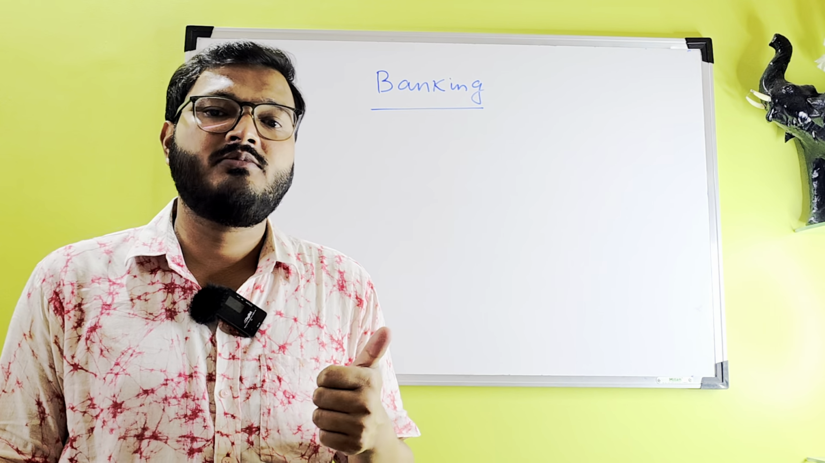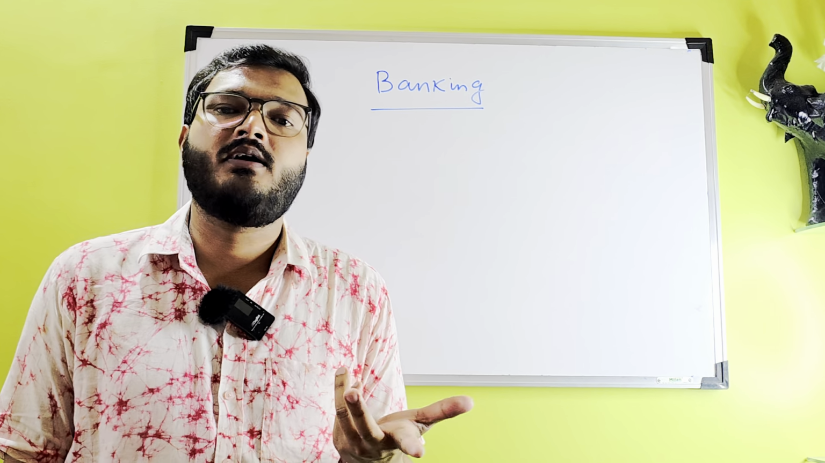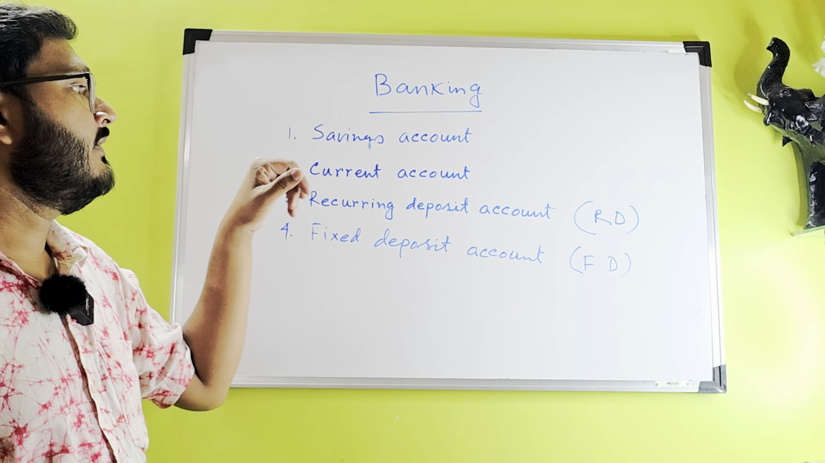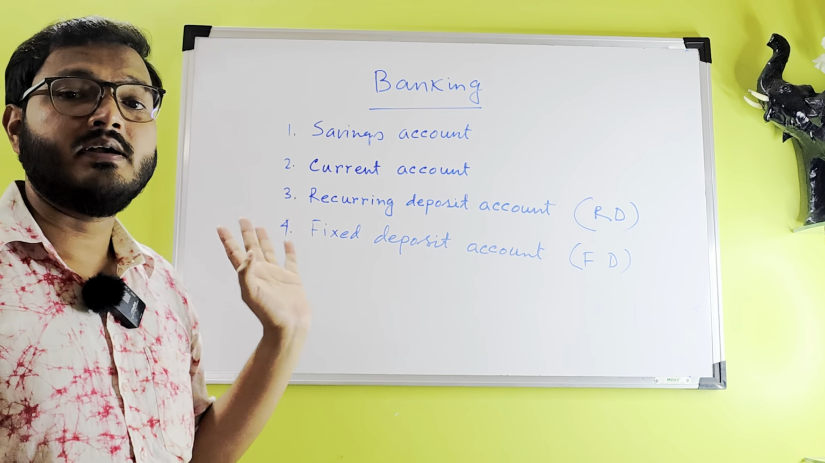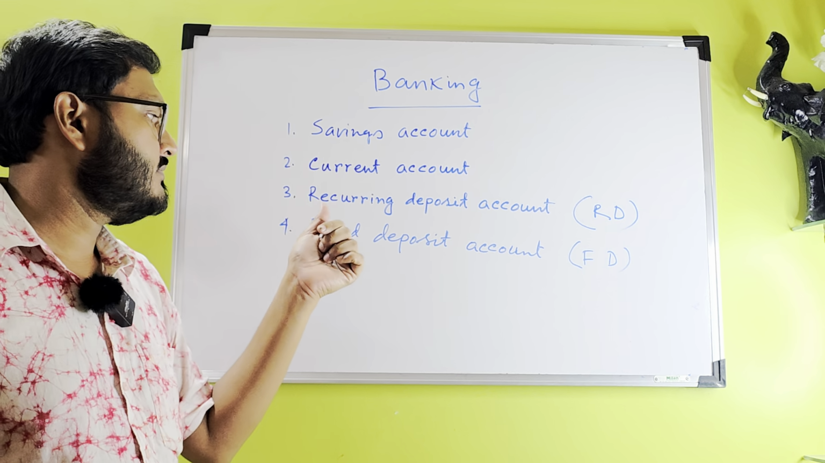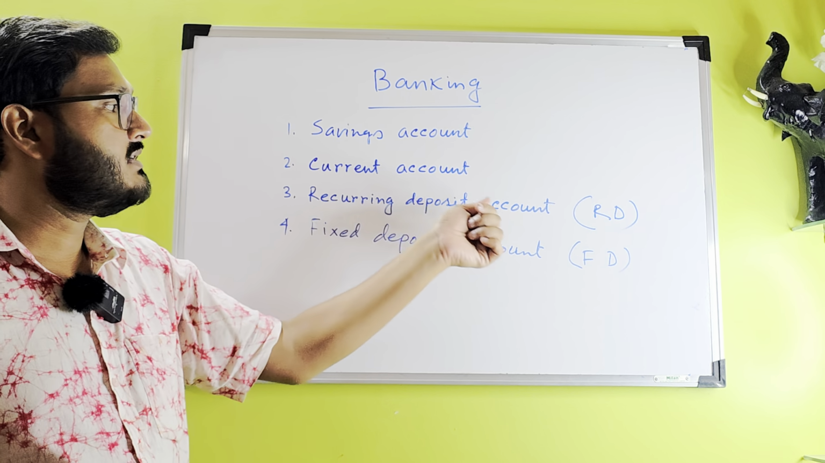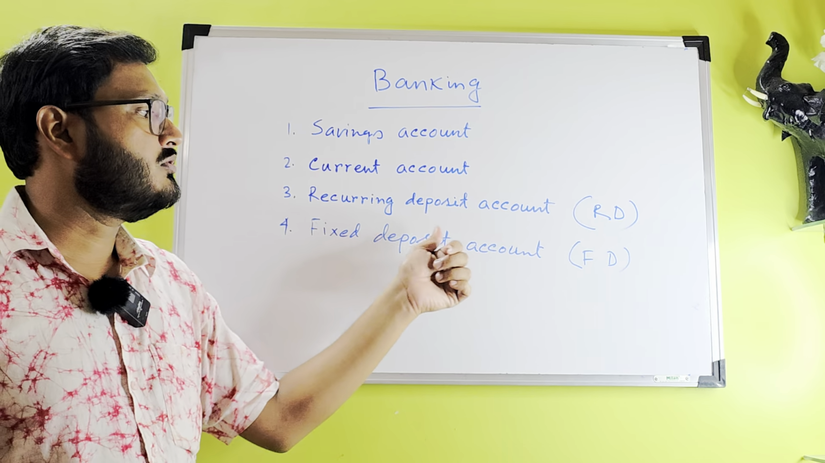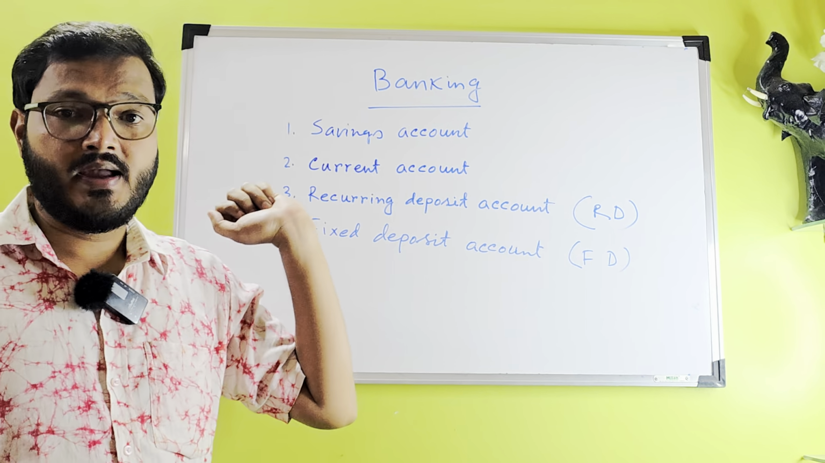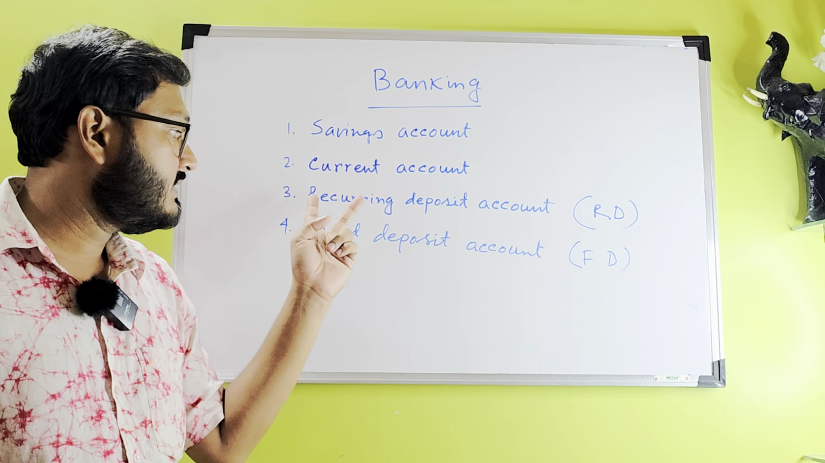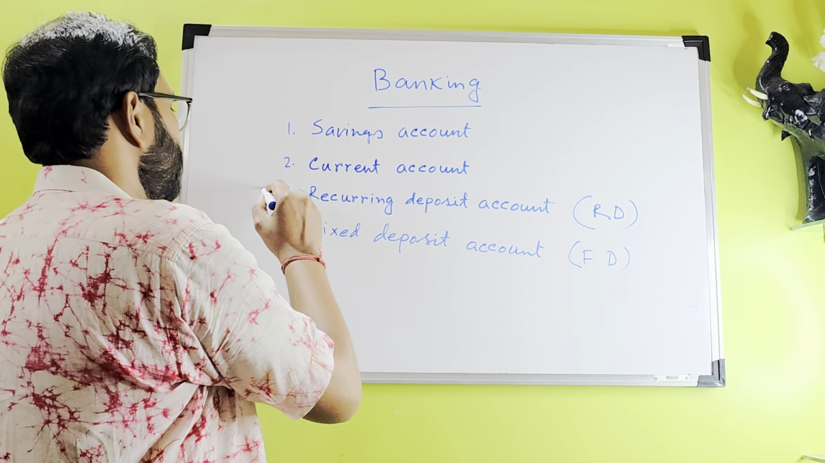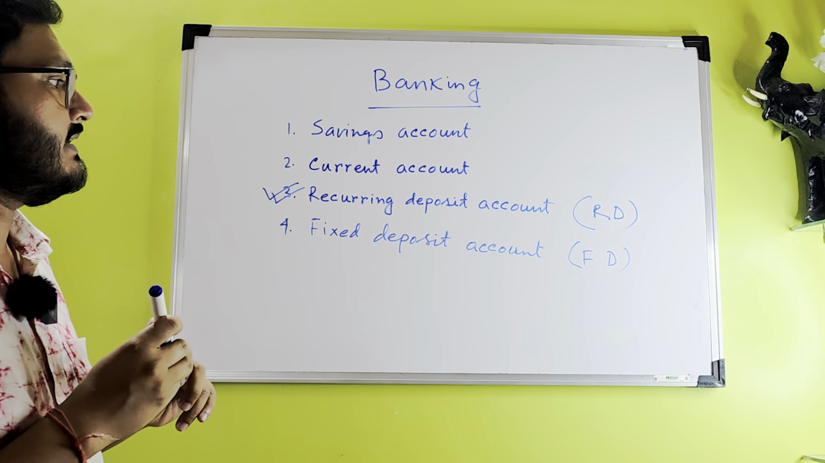So first we have to understand how many types of accounts there are. In a bank, there are generally four kinds of accounts: savings account, current account, recurring deposit account, fixed deposit account. But in our chapter, banking is dealing with the recurring deposit account. So we have to learn about this recurring deposit account.